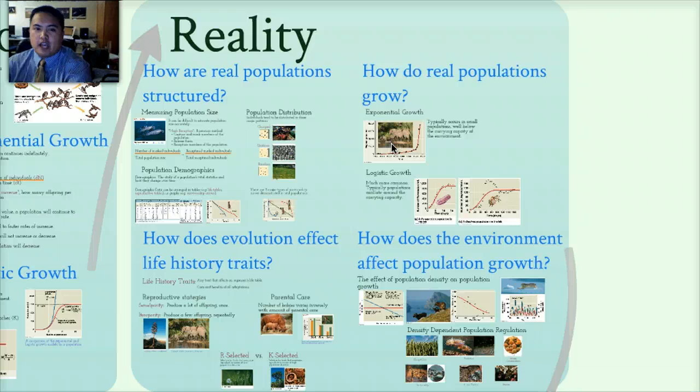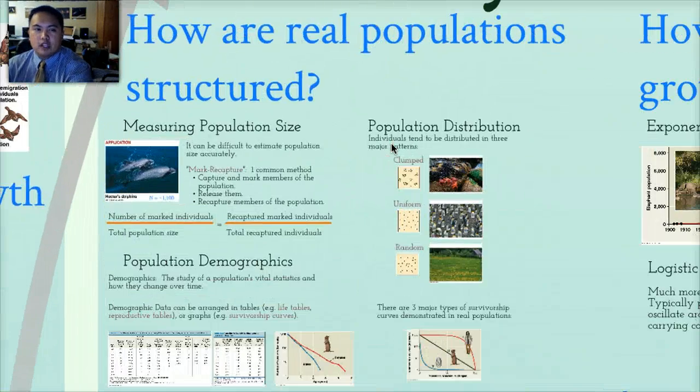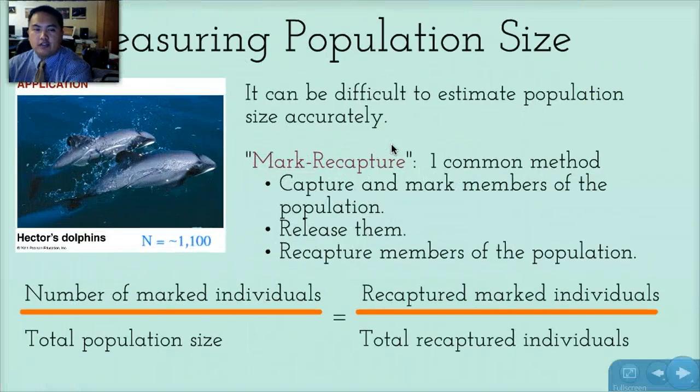Now, what's the reality? That's in theory how all populations should grow, right? Well, first of all, let's talk about how they're structured. We can't really figure out how they're structured until we figure out how you measure how big a population size is. So for example, if I think about how many people live in California, how do you measure the population size for people? For us, we do surveys or the census, but for animals, how do you number all the animals? First of all, it is difficult to estimate population size accurately.